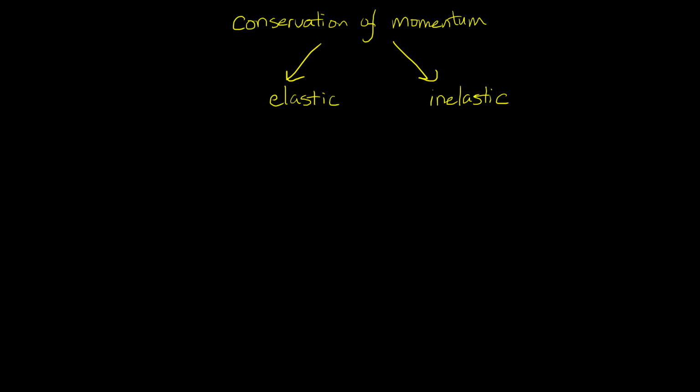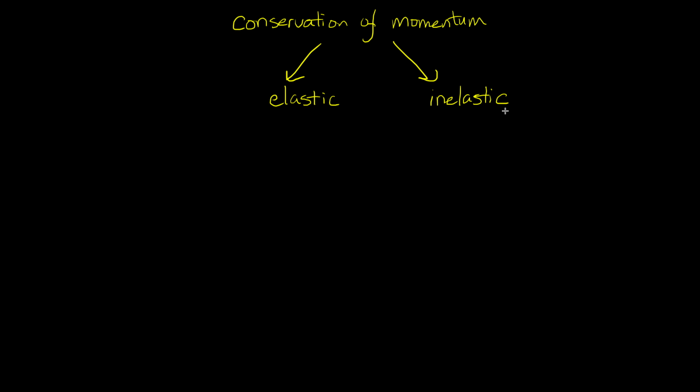Whatever collective initial momentum they had before they collided, that equals the final total momentum that they have after they collided. Now recall that there are two types of collisions. We have elastic collisions and inelastic collisions. In this video, we'll be talking specifically about what we mean by inelastic collisions.